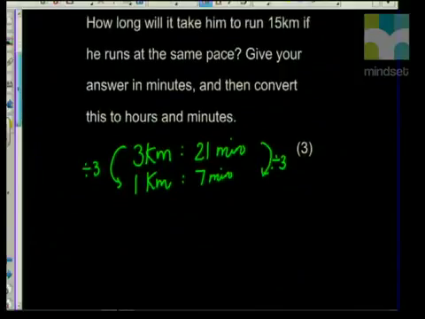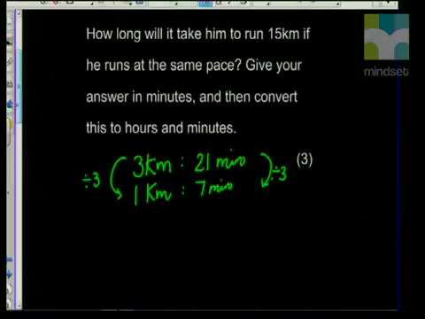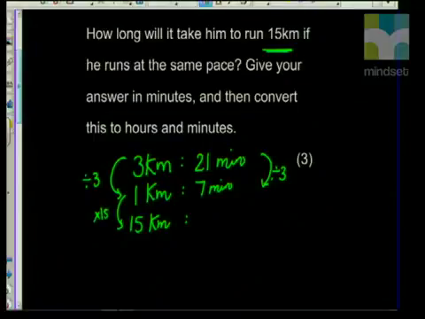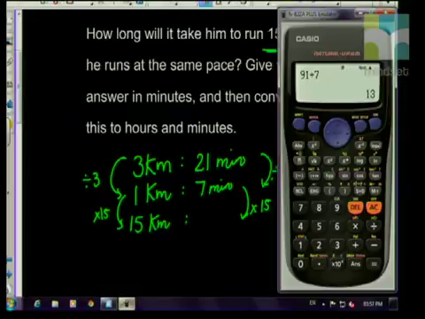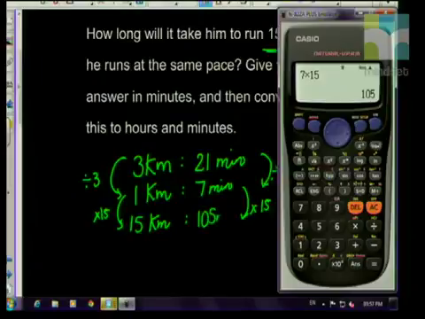Okay, so I know that he's going to take 7 minutes to run 1 kilometer, and I need to find out how long it's going to take him to run 15 kilometers. So I'm going to change this to be 15 kilometers. And I know that I'm going to have to say 1 times 15 to get to 15, and I'm going to say 7 times 15 over here. So let's get out my calculator because my brain hasn't been able to process that by itself. So I'm going to say 7 times 15. That gives me 105 minutes.